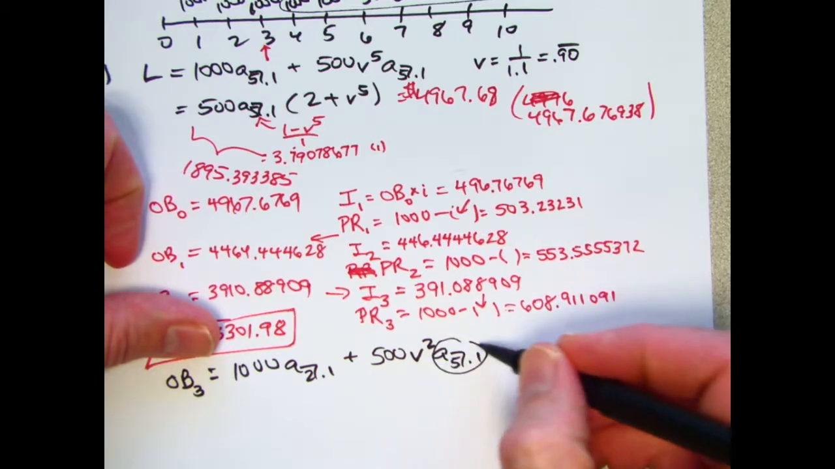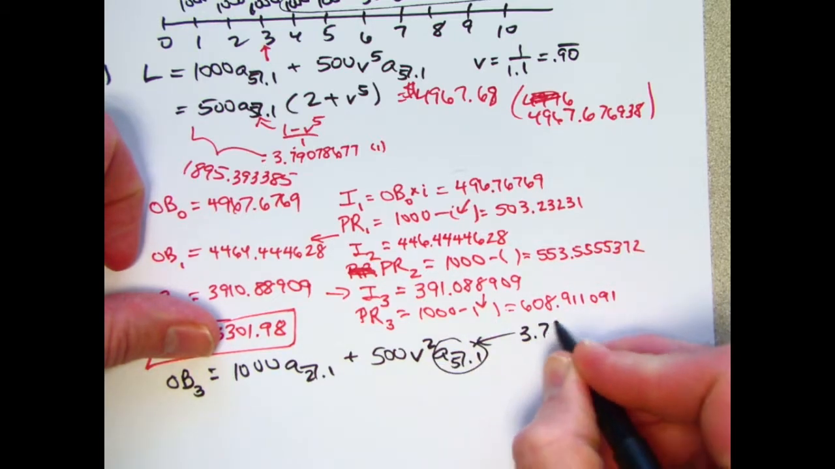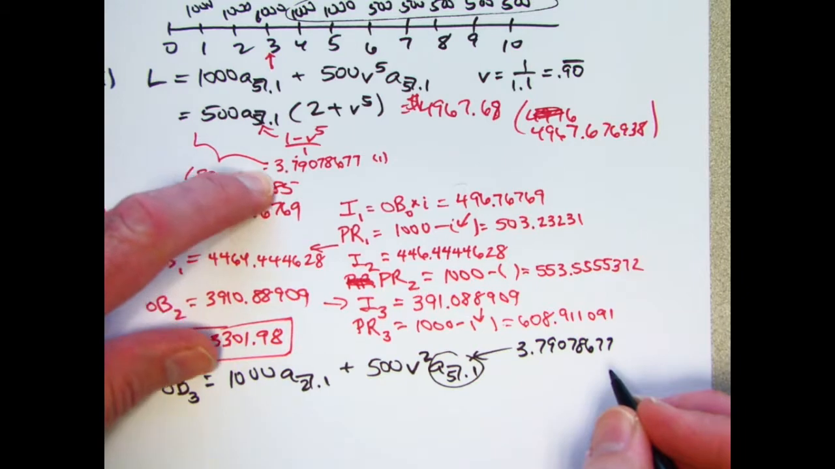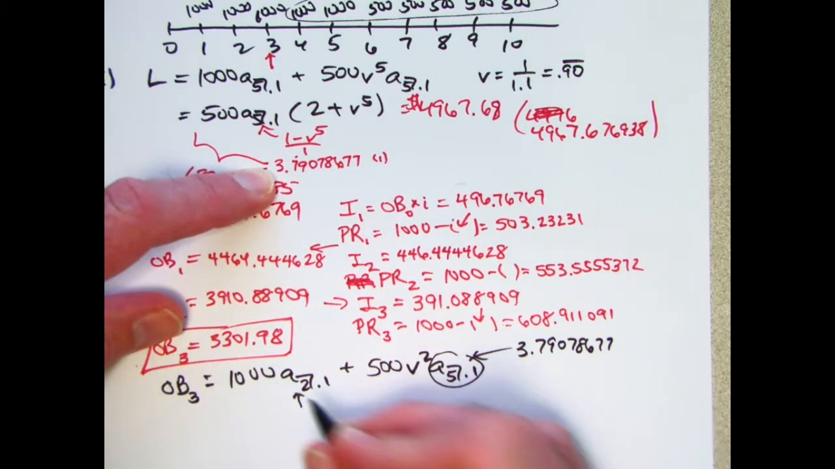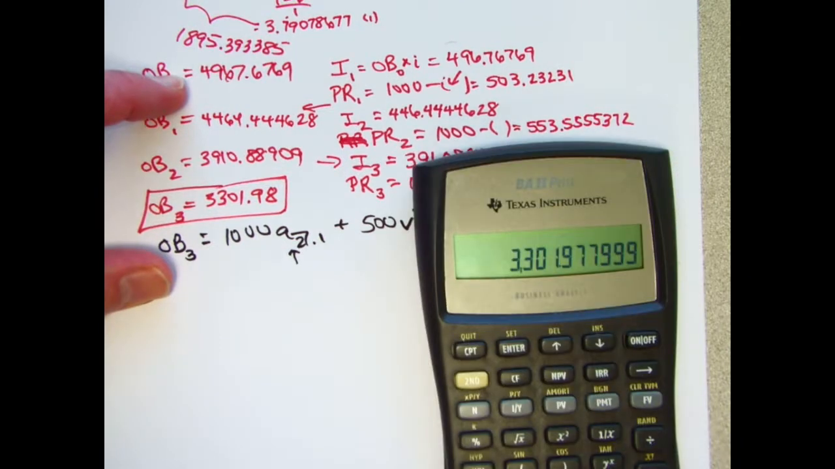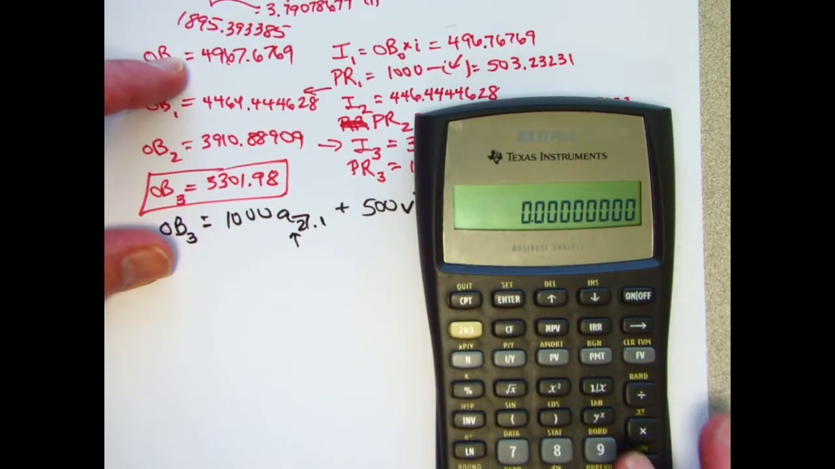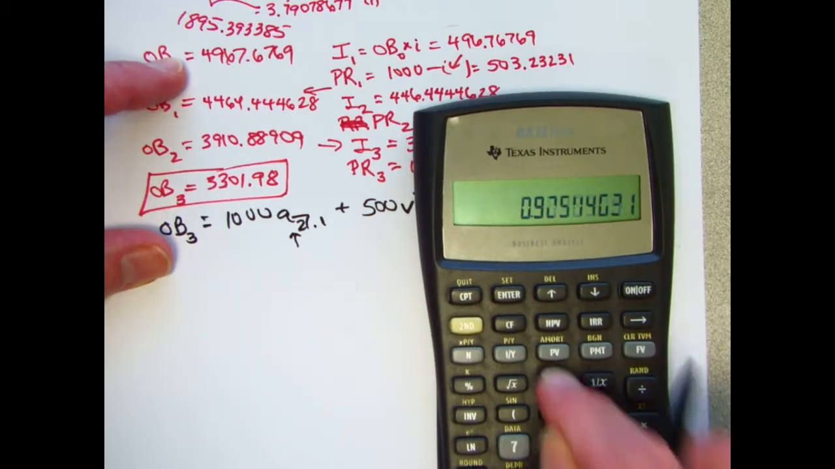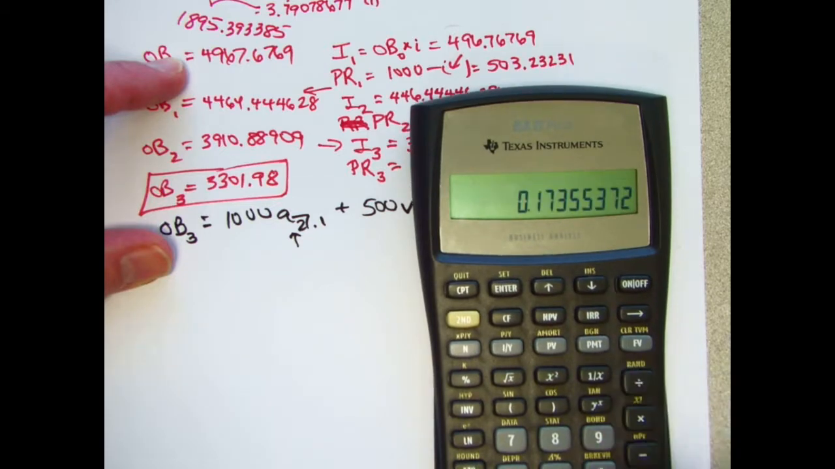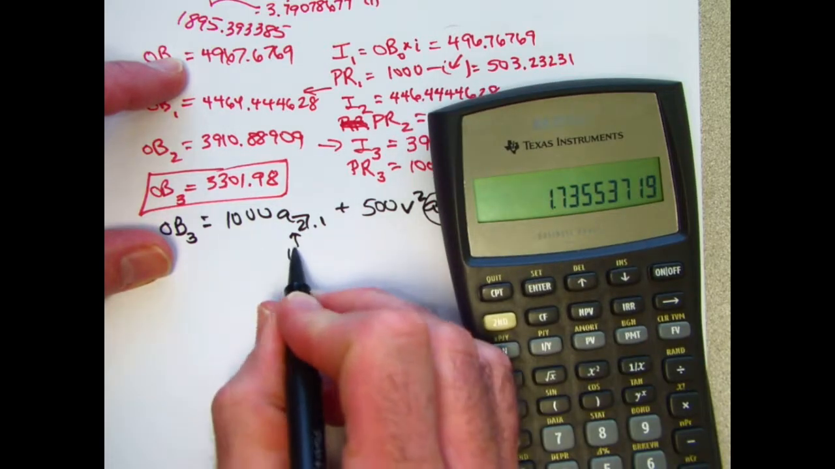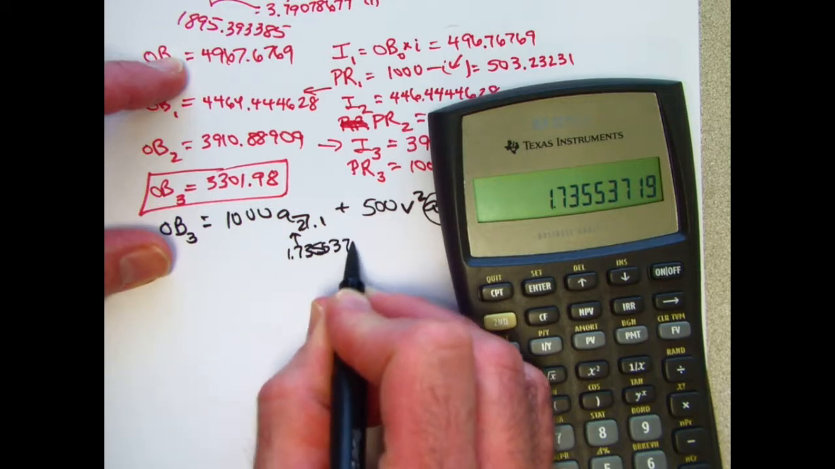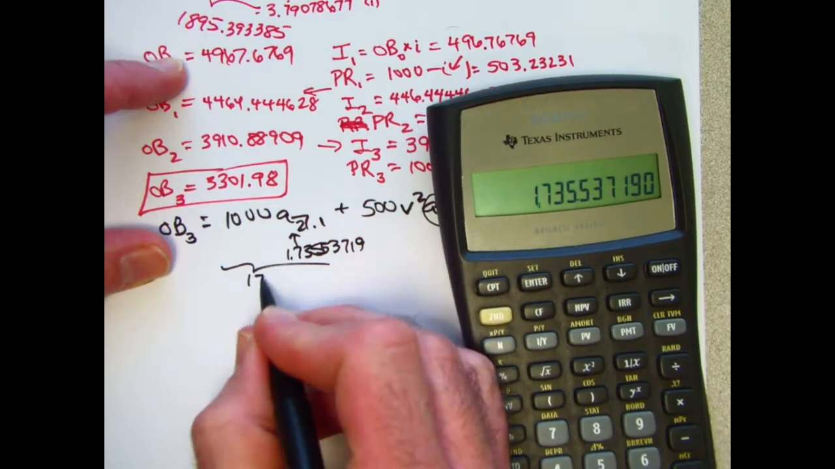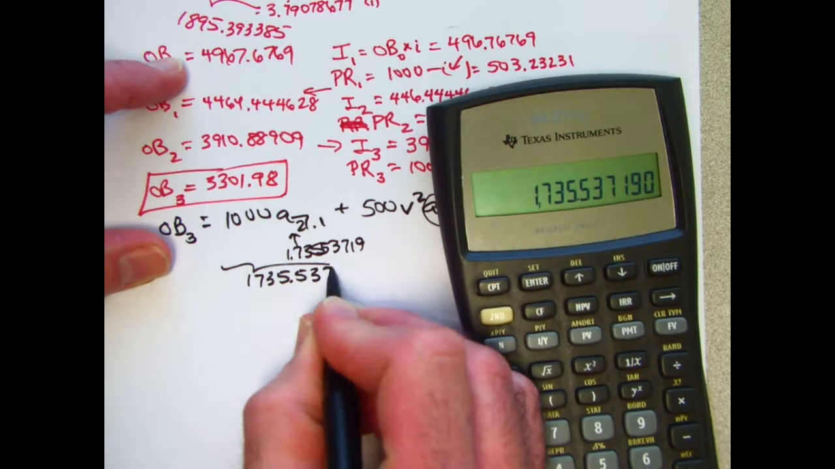We already know a_5 at 10%. In fact, it's in register 1. This was 3.79078677. I'm looking right there. That's what that was. We do need to figure out this thing, a_2 at 10%, that'll be take v and square it. Subtract that from 1, divide by i, which is 0.1. This value is 1.735533719. Multiply it by 1,000. You get 1735.537. Let's just round it that much.